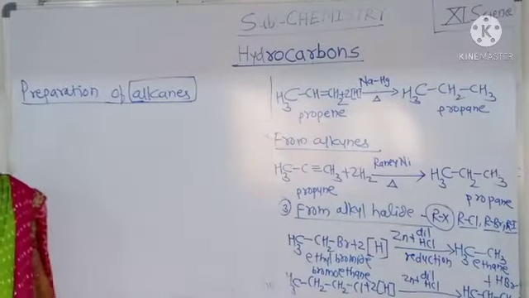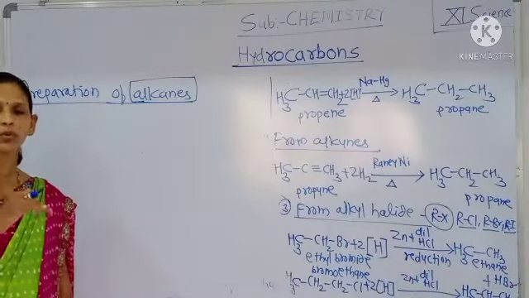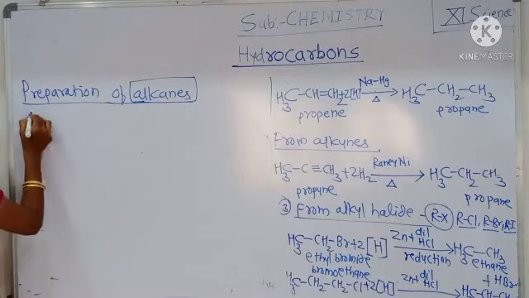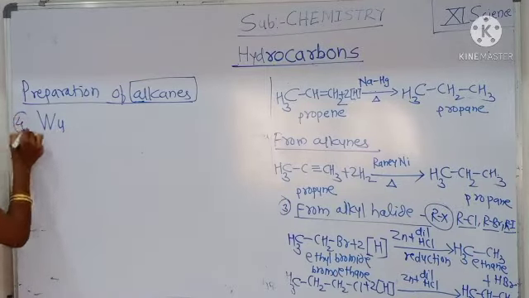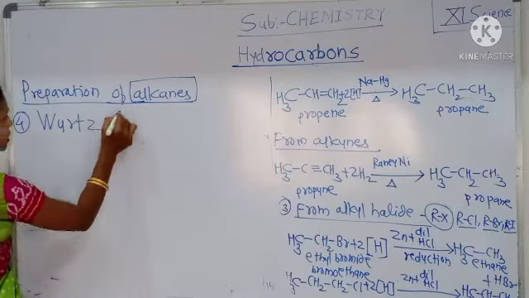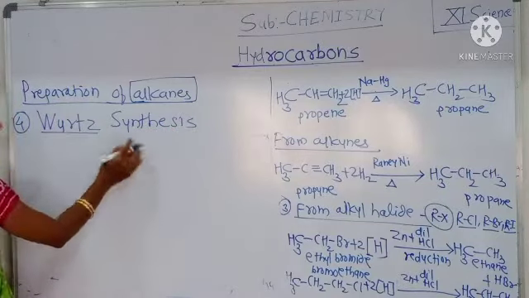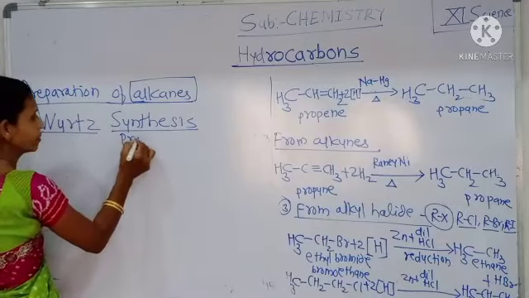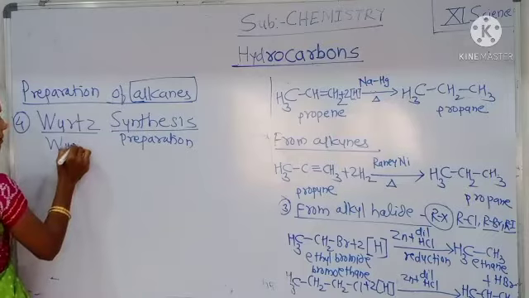But different types of active metals are used to prepare the alkanes from alkyl halide, and one preparation method of this type, that is the fourth preparation method, is Wurtz synthesis. Wurtz is the name of a scientist. Wurtz synthesis or Wurtz preparation method.